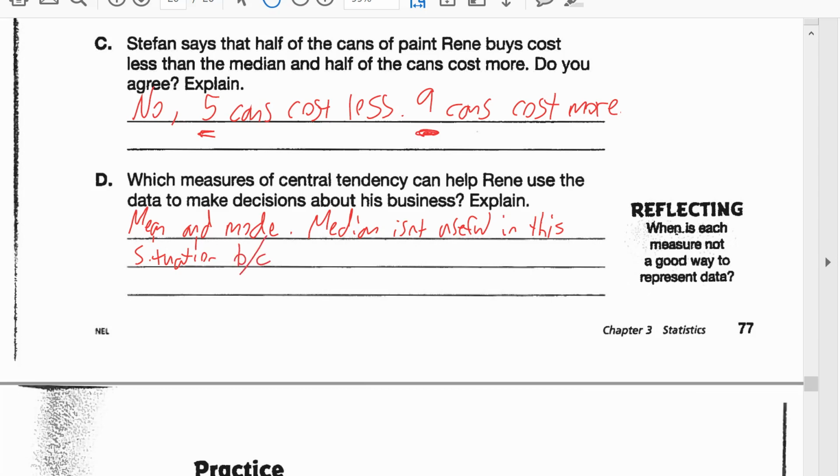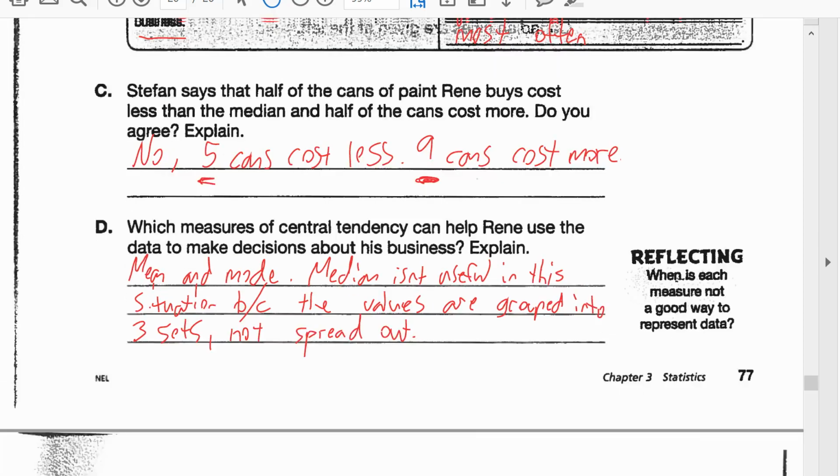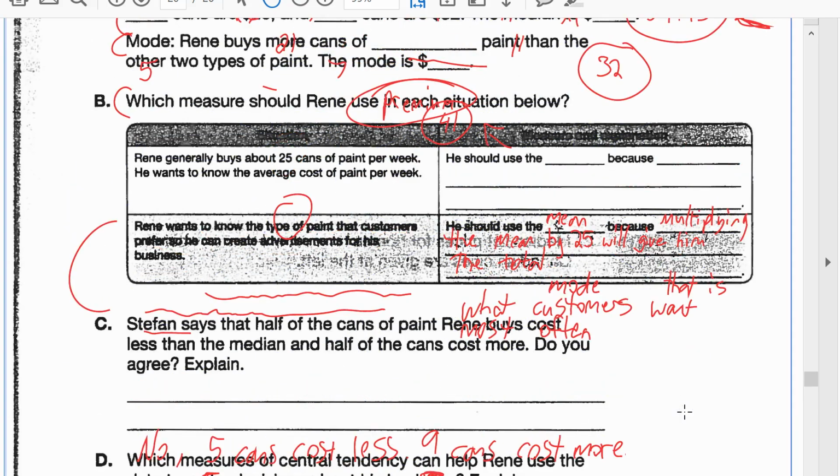Because the values are grouped into 3 sets, like the eco-friendly, the regular, and the premium, and they're not spread out. If there was like 17 different types of groups of paint, we can say that the median would be useful because it would be spread out more and we could use the median. But since there's only 3 choices, it doesn't really help.